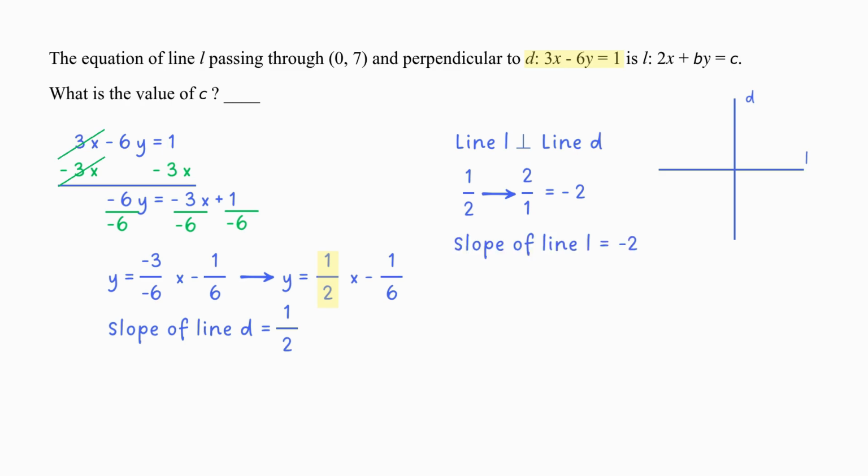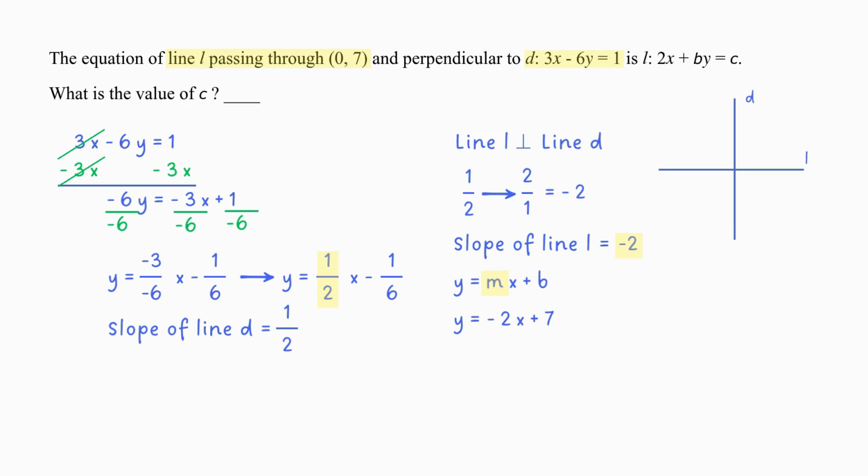Write the equation for line L. Use the slope-intercept form. Y equals mx plus b. Plug in the new slope for m. Y equals negative 2x plus b. The question states the line passes through 0, 7. Since the x value is 0, the number 7 is your y-intercept b. Put 7 in for b. Y equals negative 2x plus 7.